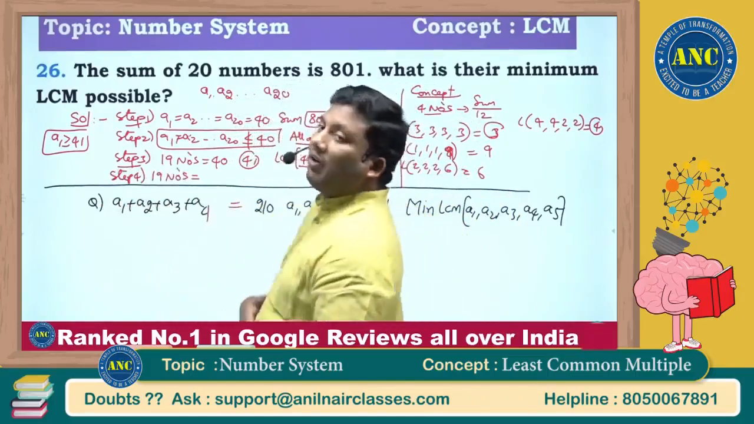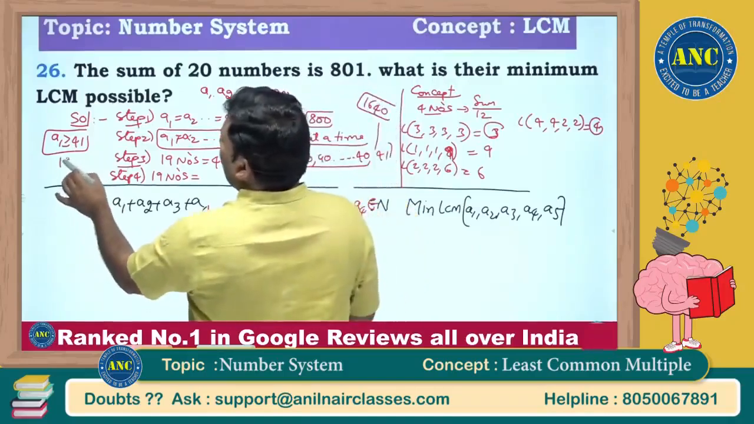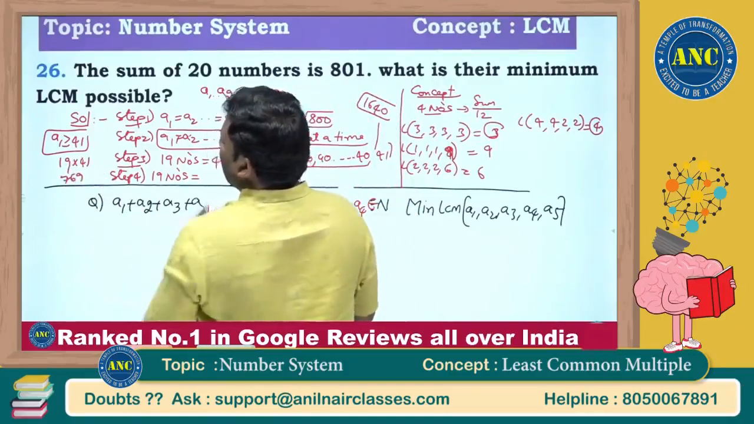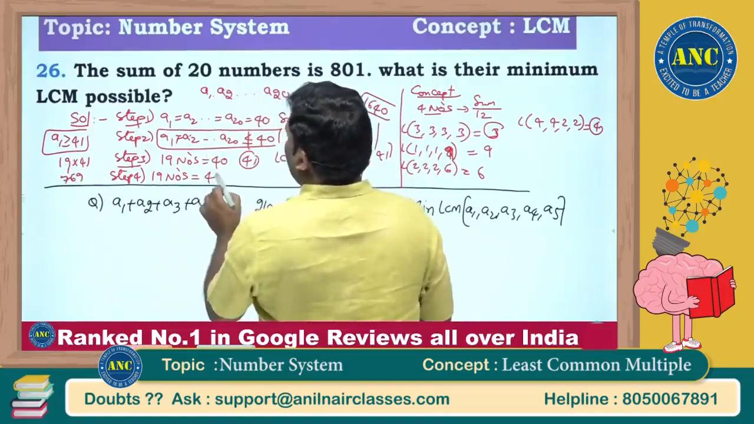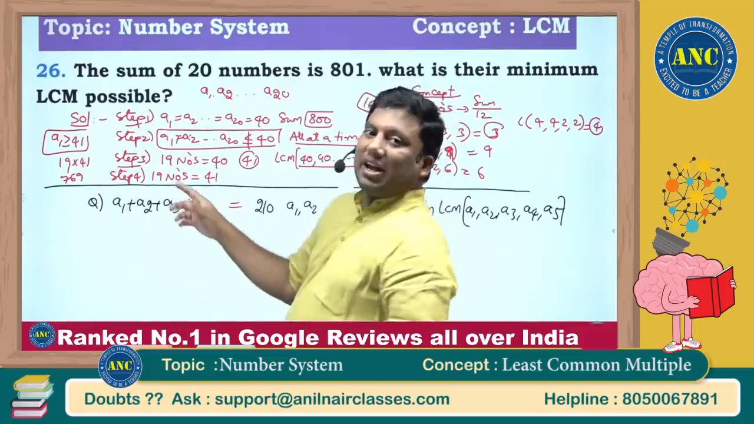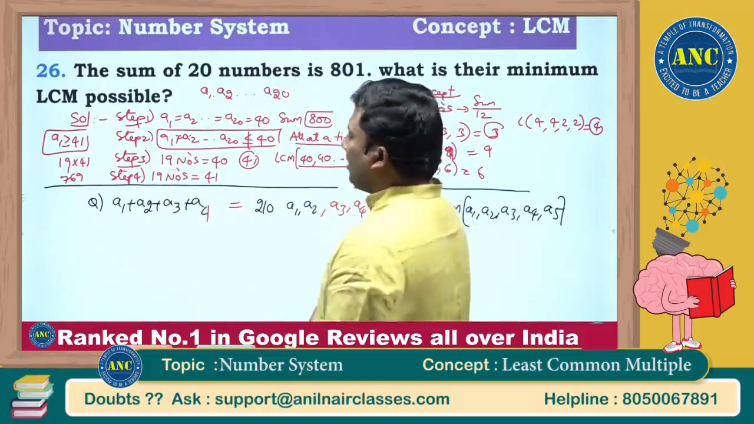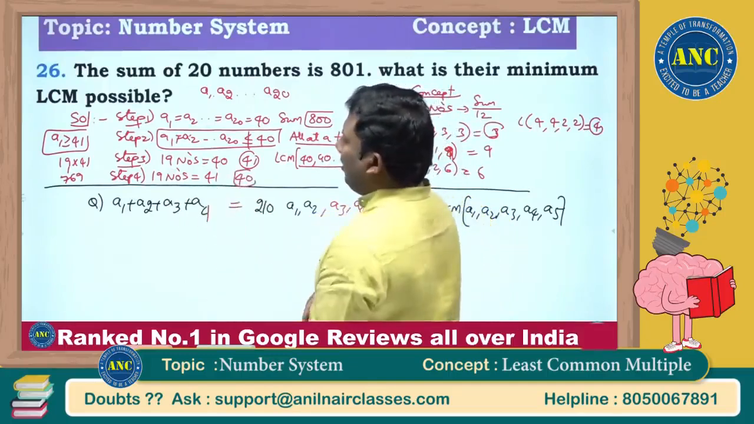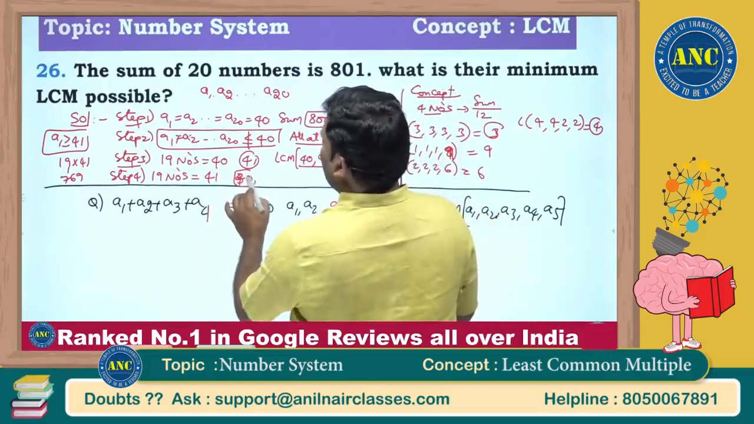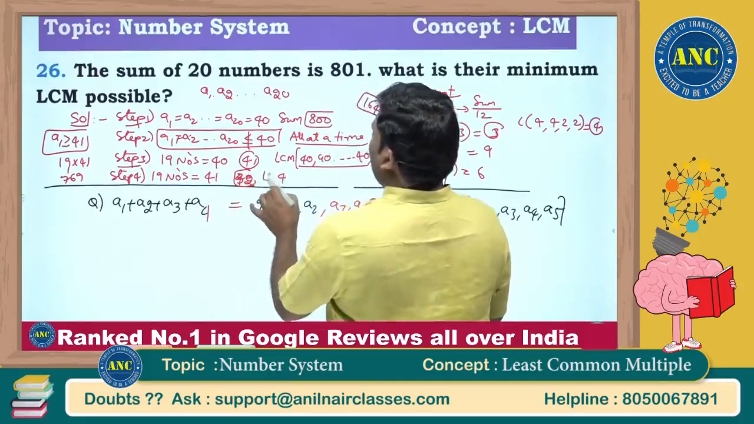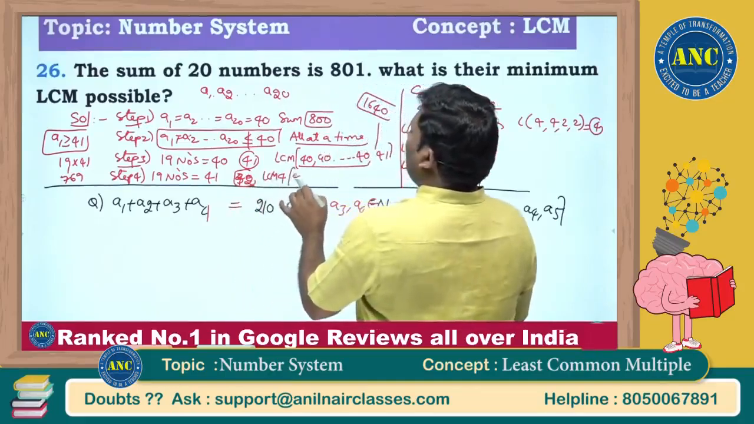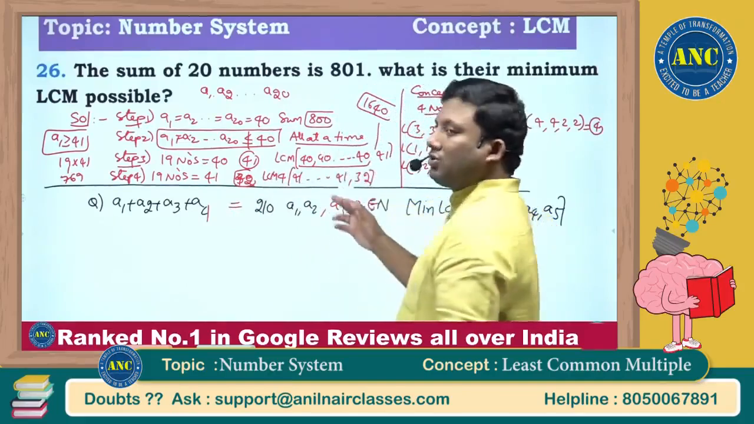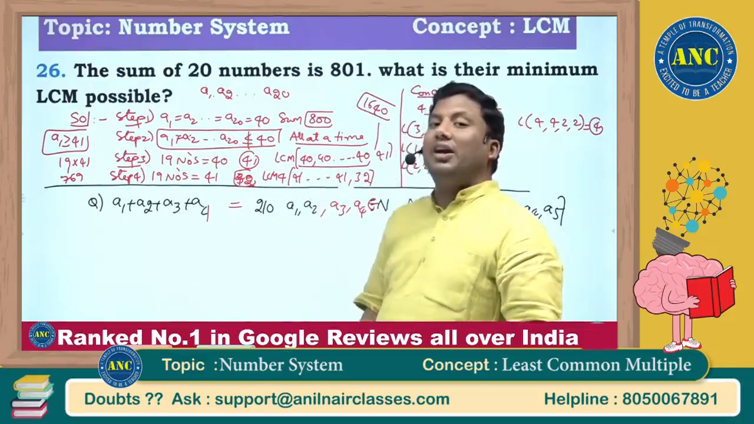Can I take 41? If I take 19 numbers of 41, 19 ones are 19, 769. The sum will be 769. The remaining number will be 40... sorry, not 40, it will be 32. So the numbers will be 41 nineteen times and then 32. Again, the LCM becomes 41 into 32.